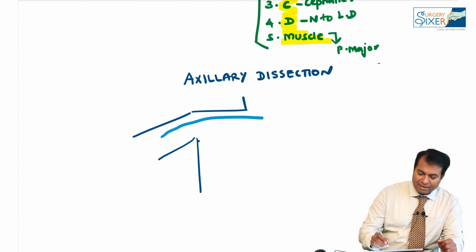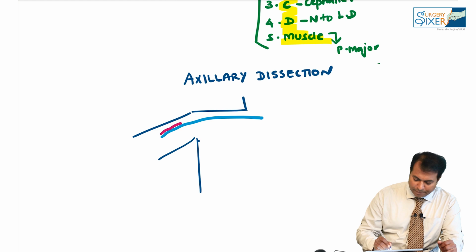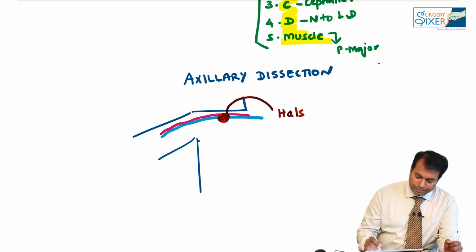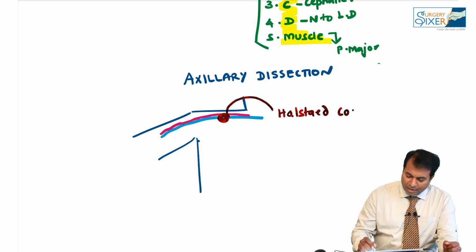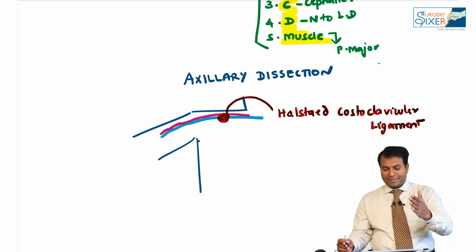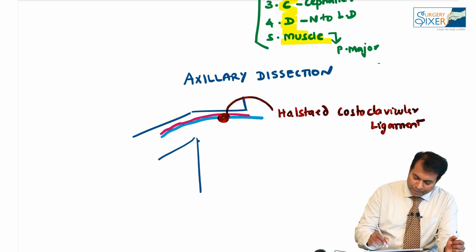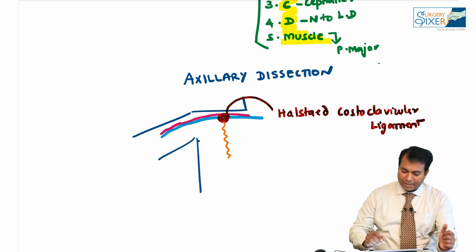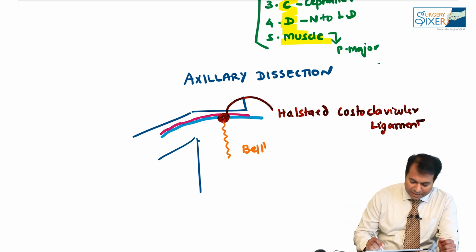What are the boundaries? Superiorly it is bounded by axillary vessels, axillary vein and axillary artery. Superior boundary is axillary vessels. Apex is by a ligament here. What ligament is there in the apex? Halsted costoclavicular ligament is seen at the apex. Medial boundary is by this nerve running here. That is known as the long thoracic nerve of Bell, Bell's nerve.